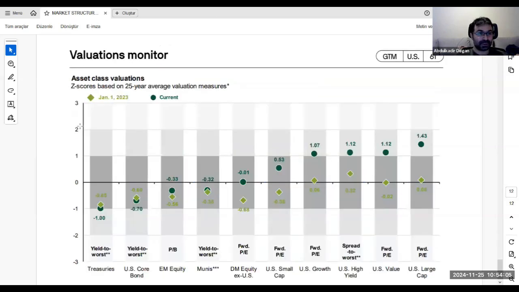And the last word from my side is the valuation monitor. These are the Z scores. Again, as you see here, treasuries, United States core bond, EM equity, developed market equity, United States small corporation.